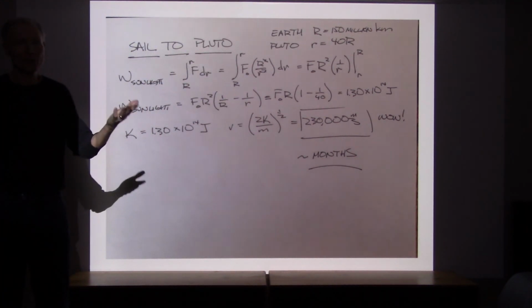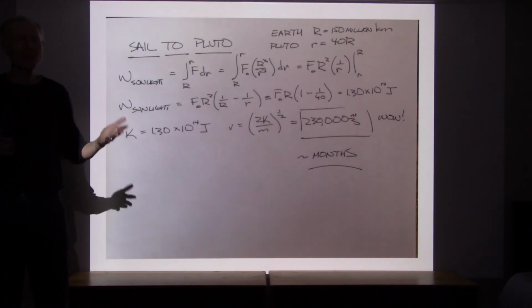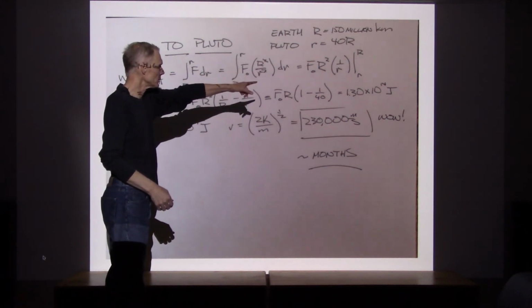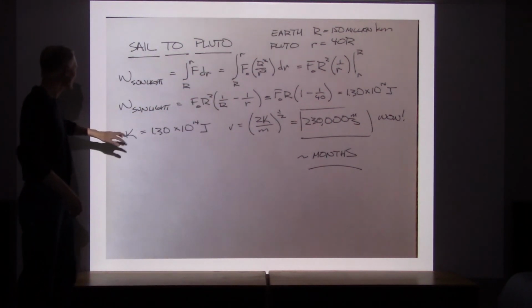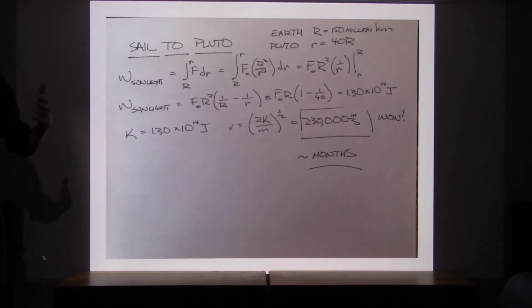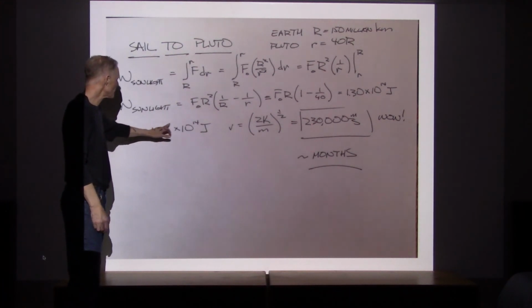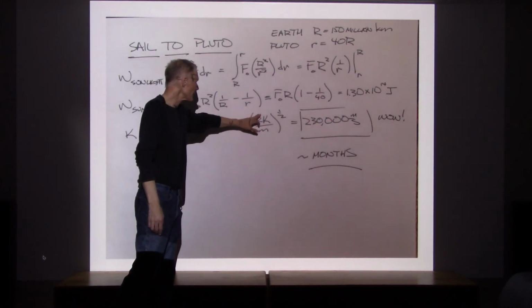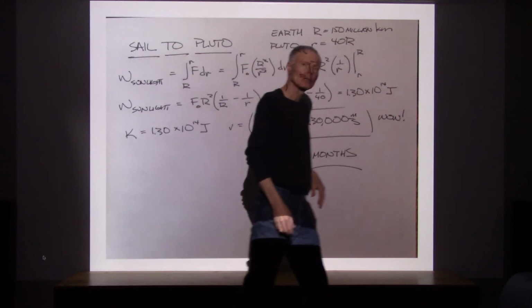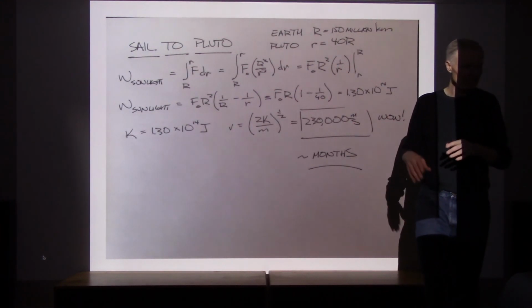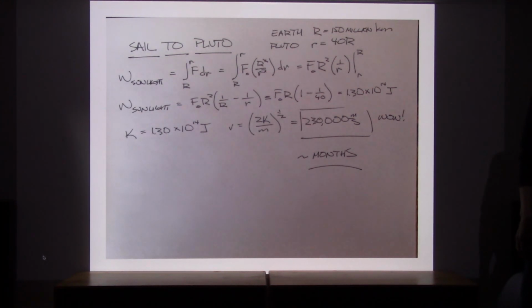Little by little, it's going to start off going pretty slow, and then it's going to gradually pick up speed. So I took all of that energy, the work that was done by sunlight, and I said it's all going to become kinetic energy. All the energy that was transferred in is going to show up as kinetic energy, and that's 1.30 × 10^14 joules. I solved for the speed based on the kinetic energy and mass, and by the time we get to Pluto, we are going 230,000 meters per second.